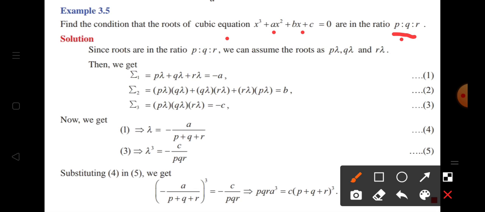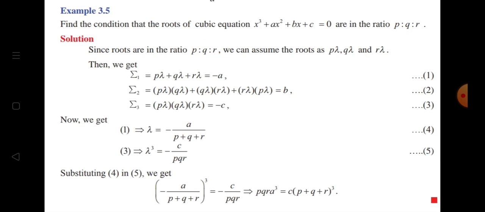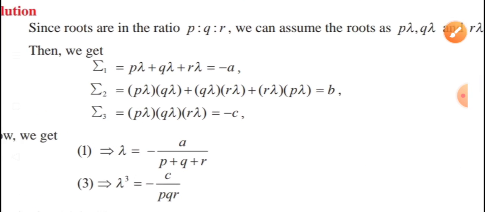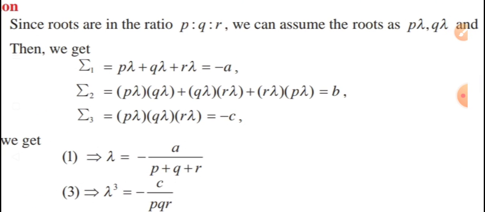Now the solution starts. Since the roots are in the ratio p is to q is to r, we can assume the roots. Normally the roots are alpha, beta, gamma, but here the roots are in the ratio p is to q is to r. So we assume the roots p lambda, q lambda and r lambda. Now we are going to find sigma 1, sigma 2 and sigma 3.